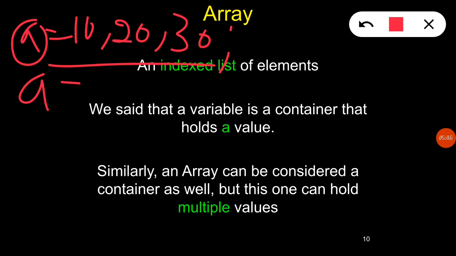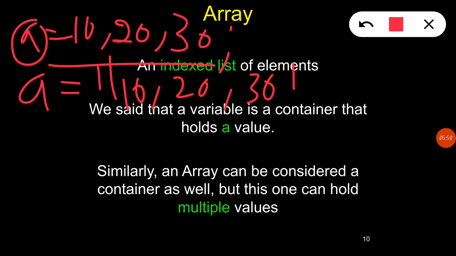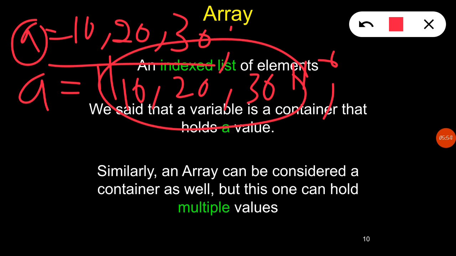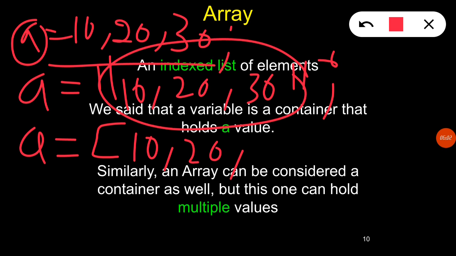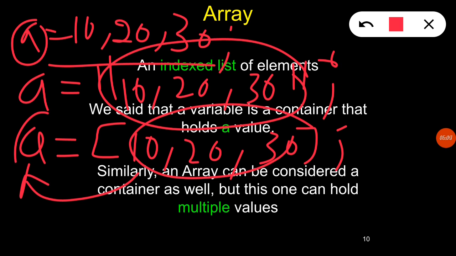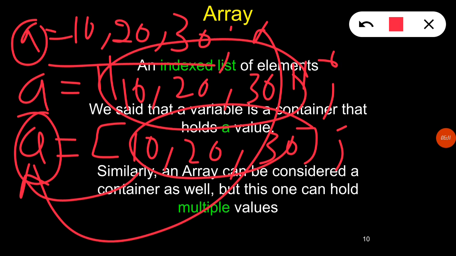Again, if you write the values like this, 10, 20, 30, in this case the whole value will be treated as a string. It's not separate values. So instead of this, how can we store multiple values? Like this: 10, 20 and 30. Now all these values are stored in the variable a. In that case, this variable is termed as an array.